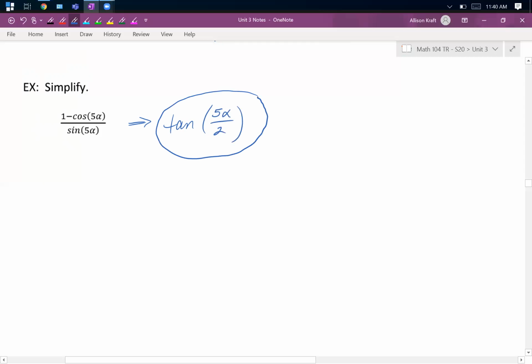There's going to be times later in calculus, or even if we're solving equations in this class, that something like tangent of 5 alpha over 2 is going to be much easier to deal with than that fraction 1 minus cosine of 5 alpha over sine of 5 alpha. So sometimes we want to make this switch. Questions at all on half angle formulas?